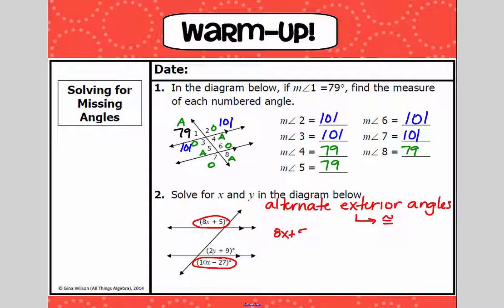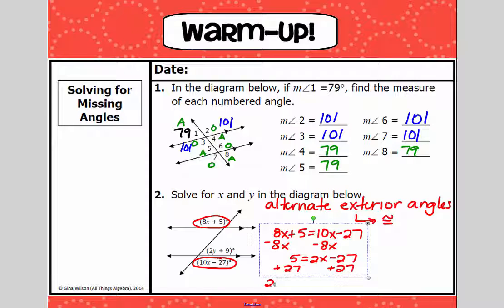8x plus 5 equal to 10x minus 27. I subtract 8x from both sides, and I get 5 is equal to 2x minus 27, add 27 to both sides, and I get 2x is equal to 32, which makes x 16. So I found the value of x, but now I need to find the value of y.